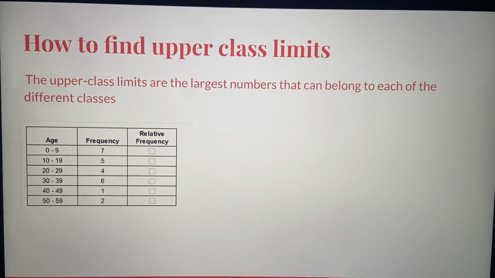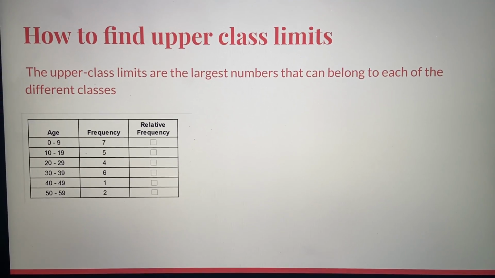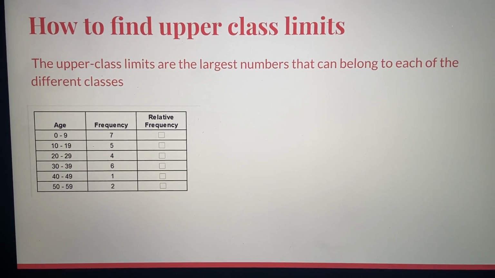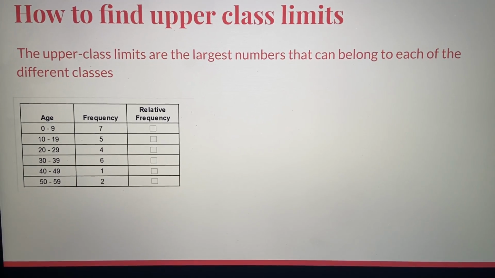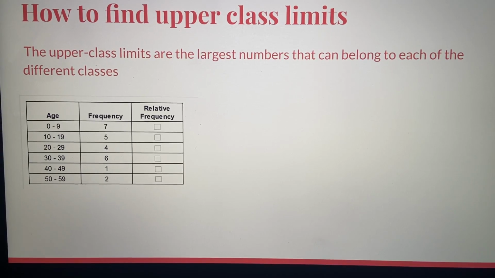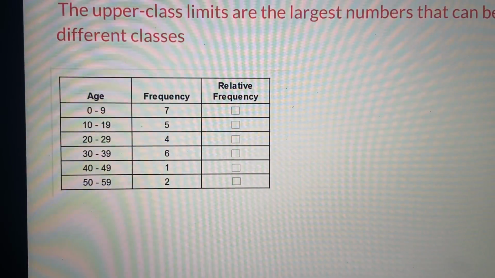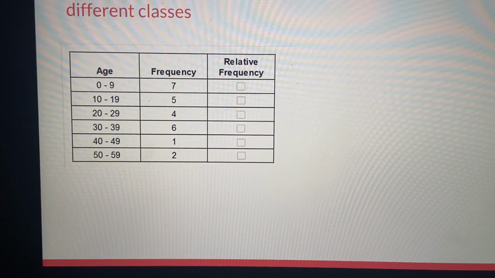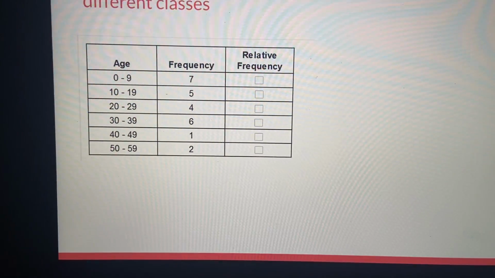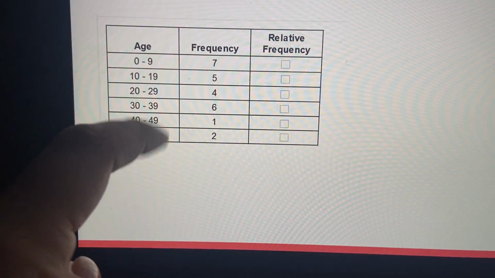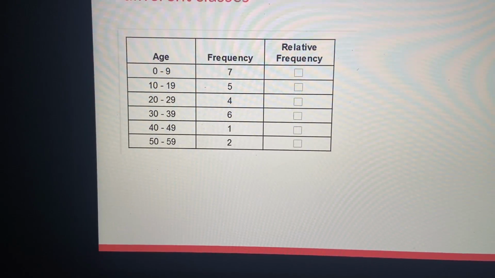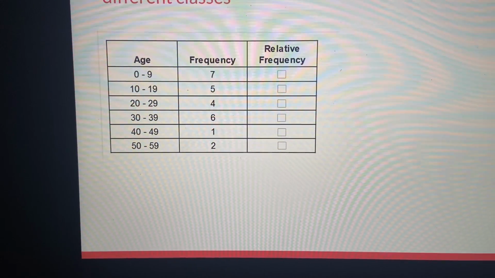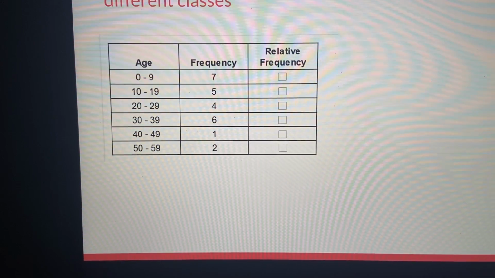Next, we are going to be discussing how to find the upper class limits. The upper class limits are basically the complete opposite of the lower class limits, and the way you find them is also the opposite. The upper class limits are the largest numbers that can belong to each of the different classes, and for this particular frequency table, the upper class limits would be 9, 19, 29, 39, 49, and 59. If you want to find that, you just look at the largest number of the classes. That's easy because the largest number in the first group is obviously 9, the largest number in the second group is obviously 19, 29, 39, etc.